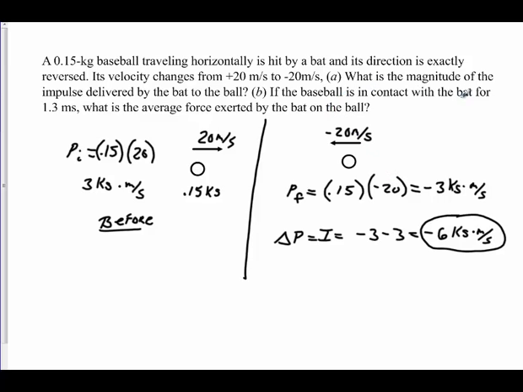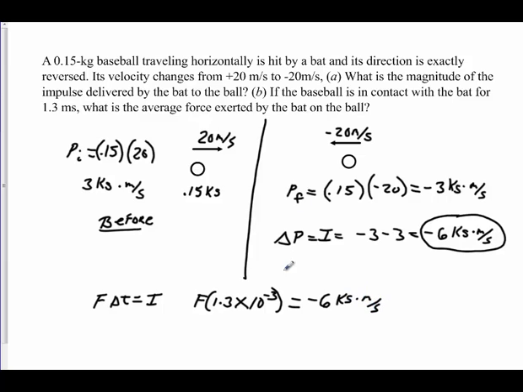Now it says that the baseball is in contact with the bat for 1.3 milliseconds. What is the average force? Again, we remember that force times delta t is always equal to impulse or change in momentum. So we're just going to set this up. We have force, and we multiply it by our time, which is 1.3 milliseconds, times 10 to the minus 3. We set that equal to negative 6 kilograms times meters per second.